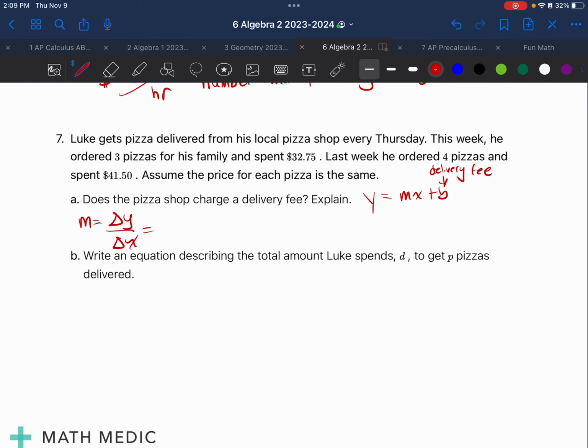So the price is the outcome of affecting the input of the pizza. The pizza in this case is going to be x. So I'll say pizza is x, and then the amount spent is the y. So we had $41.50, and if I subtract $32.75, I'll find the total change in the price, the total change in the y. For the x, the thing that we do have control over, we can control how many pizzas we have. We can't control how much it costs. That's a set amount. And that's going to be, I had 4 pizzas for $41.50, and it was 3 pizzas for $32.75. So the bottom of this fraction is going to be 1, and I can just do the top of that fraction, and what is that going to be?